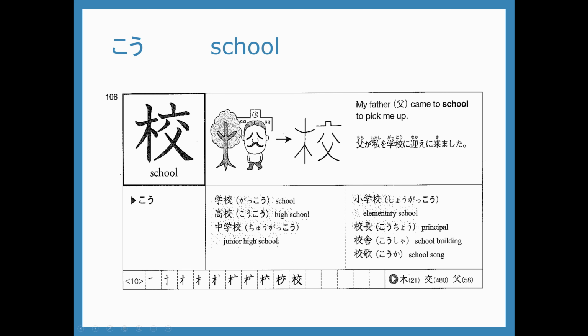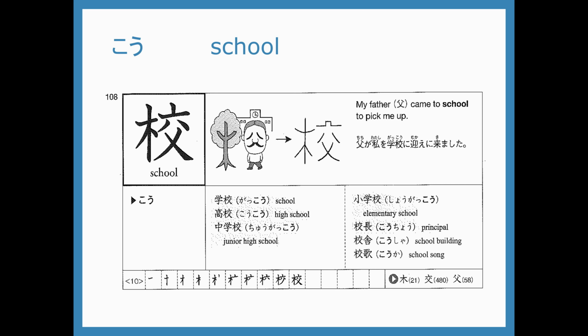Our second kanji that we are going to cover is the ko in gakko. This is the second part of gakko. It's also the ko in chugakko, and the ko in shogakko. It's also the ko in kocho. So we already talked about the shicho, the head of the town. The head of a school is the kocho.